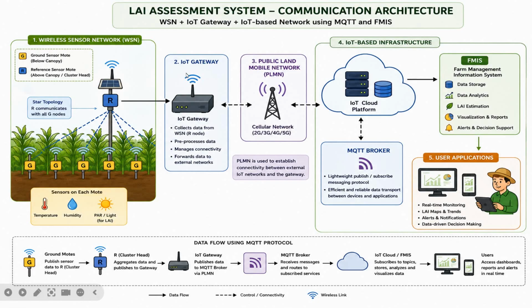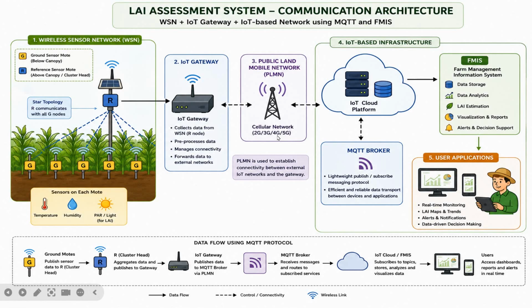and the collected information is transmitted to the IoT gateway, which acts as an intermediary between the local sensor network and the external communication networks. Now the gateway receives the sensor readings, performs basic processing and prepares the data for transmission to remote servers.